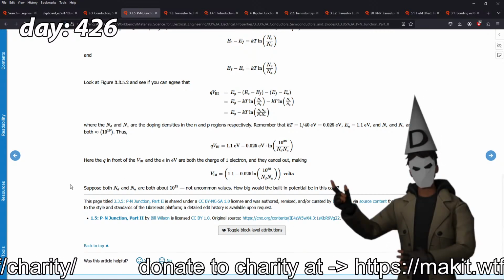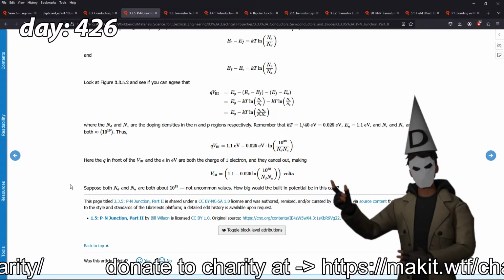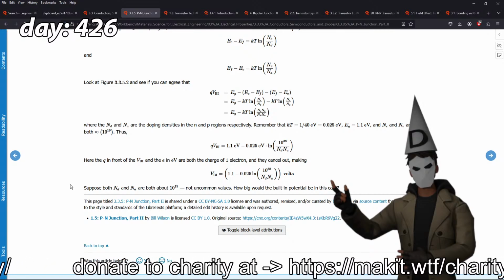ND and NA are about 10 to 15, not uncommon values. How big would the built-in potential be in this case? Okay, so.